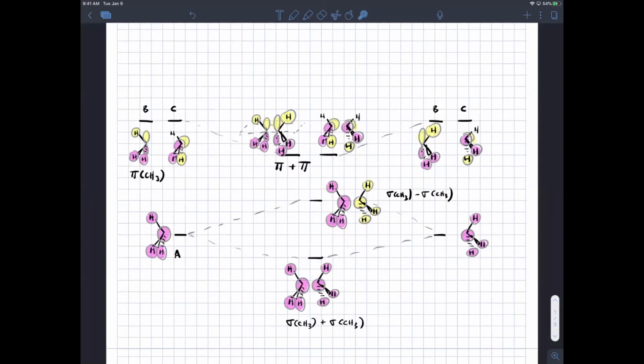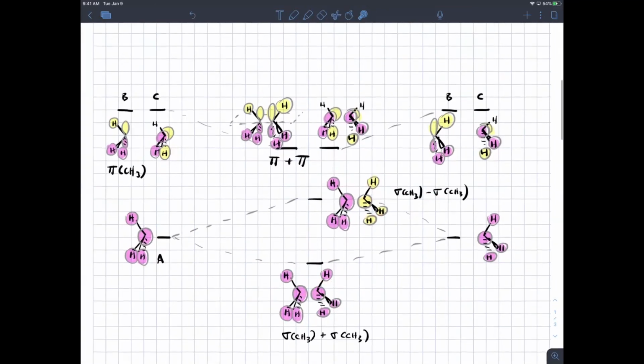S-type orbitals on the carbons. But these orbitals overall are lower in energy because they have all S character. Next, we move up to the pi-type orbitals, the group orbitals for methyl that we talked about last time.